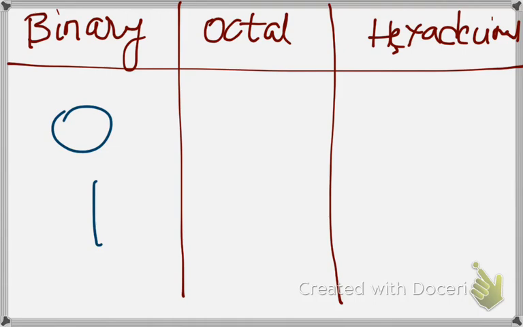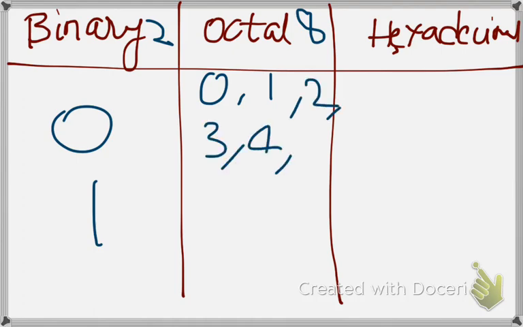And in octal, the radix is 8. So as the name suggests, only 8 digits are allowed in octal. So you have 0, 1, 2, 3, 4, 5, 6, and 7. So 0 to 7, you have 8 digits. So 0 to 7 are the only digits that are allowed in an octal system.